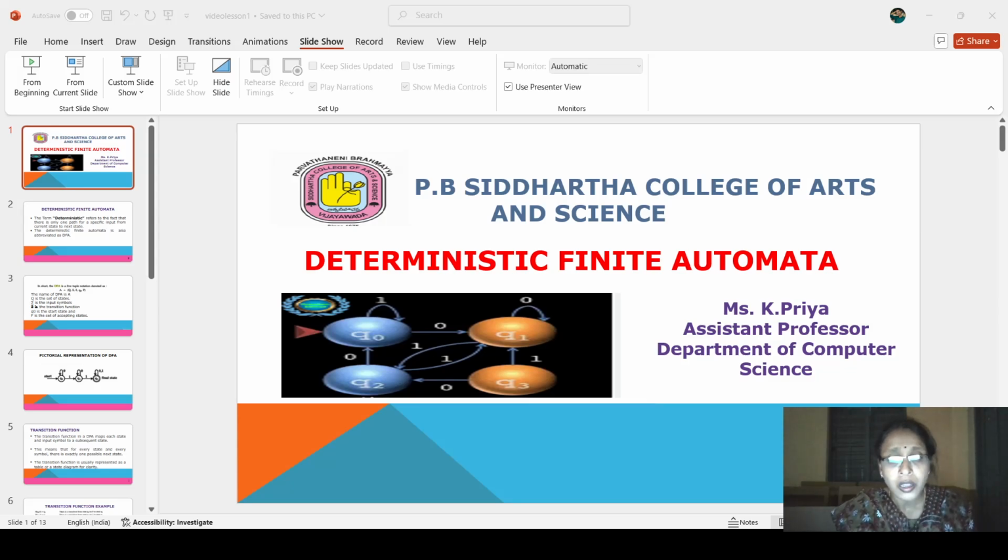So by applying all these, we can see that there is no pair of states, one from Q and one from Q dash, where one state is final and the other state is not final. These two DFAs are equivalent. And if any one state is final and the other state is not final, then these two DFAs are not equal.